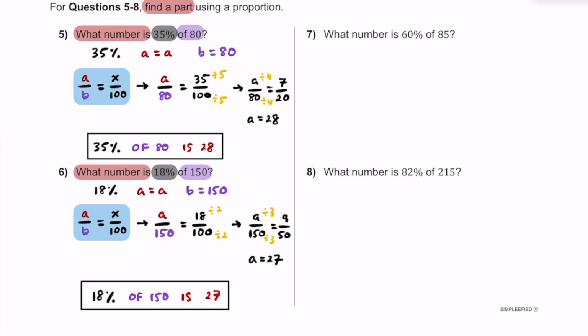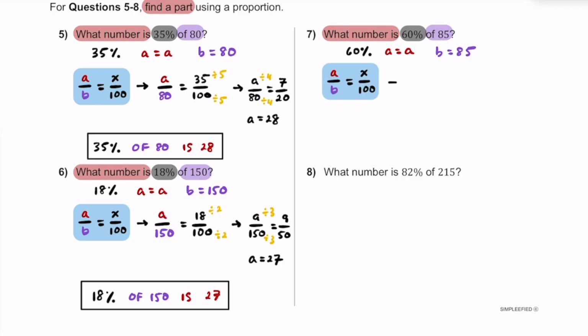All right, let's check out number 7. The question is what number is 60% of 85? Now, the percentage here is 60%. Let's go ahead and write that down. For the part, we don't know what that is, so let's just say a is equal to a for a moment. And then for our b, that's going to be equal to 85.